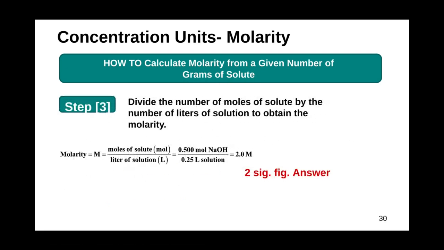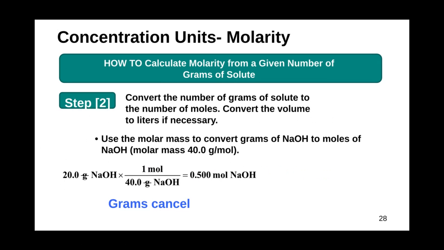Now, we just put all these things together. We know molarity, which is M, is equal to the moles of a solute, which we calculated to be 0.5, divided by the liters of a solution, which we calculated to be 0.25, giving us a total of 2 moles, or 2 molarity units, right? Moles per liter.